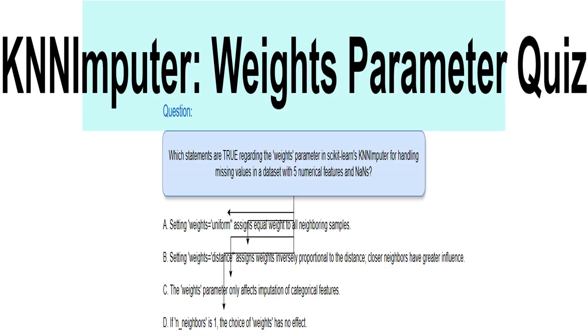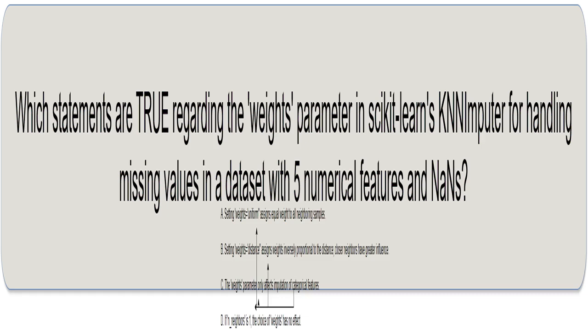I see this as a multiple-choice question testing my knowledge of the weights parameter in scikit-learn's KNNImputer. It's focusing on how different weighting schemes affect the imputation of missing values in numerical datasets. Let's dive in. This statement describes the uniform weighting option. I'll use this when I want each of the k nearest neighbors to contribute equally to the average that fills in a missing value. It's simple and straightforward.